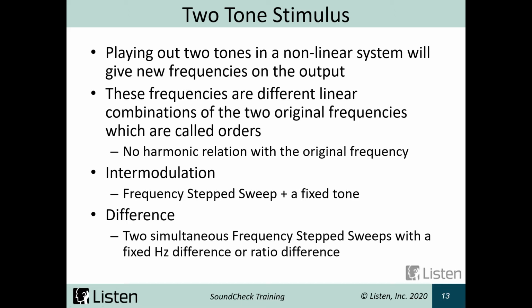Difference is two simultaneous frequency step sweeps with a fixed hertz difference or ratio difference. For example, I could sweep from 10K to 100 hertz and then simultaneously sweep 100 hertz less than that at the same time, or a third octave less than that at the same time. But the difference between F1 and F2 will always be the same. It's just either going to be fixed hertz or fixed ratio difference.